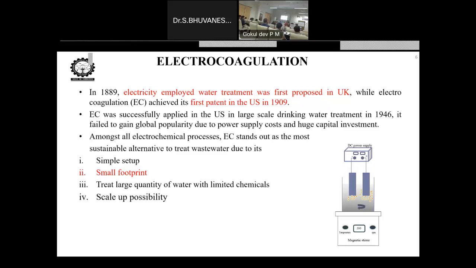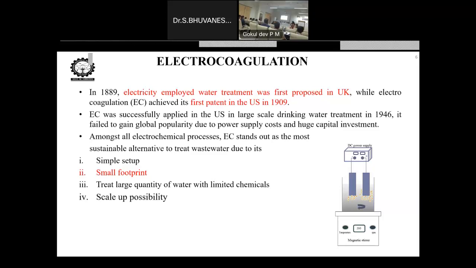Electrocoagulation is a very simple method. Here you can see the setup. You only need 2 electrodes and 1 reactor. That reactor can be a simple beaker in our lab. Only when we want to scale up, to treat a large amount of water, do we have to think about big setups. Otherwise, all the tests can be handled with one simple beaker, 2 electrodes and some potential. So it is very simple in nature with a small footprint. It needs very little space.